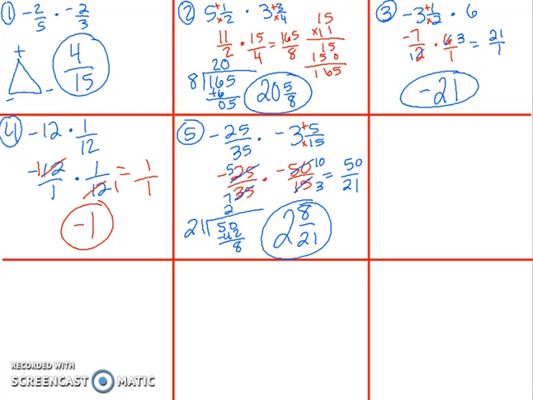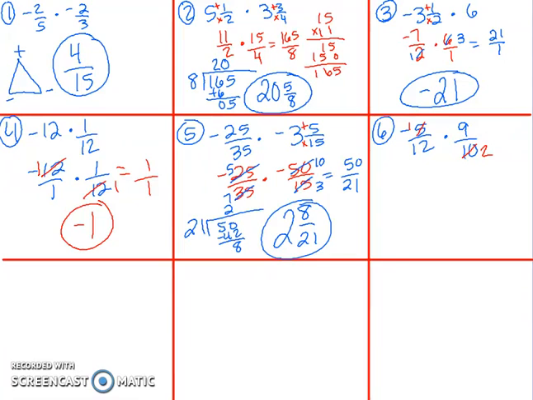Alright, number 6. Negative 5/12 times 9 over 10. There's nothing to change, so I go on and see if I can simplify anything. On the top I have 5. On the bottom I have 12 and 10. 5 and 10 will simplify because 5 will go into both of those. 5 divided by 5 is 1. 10 divided by 5 is 2.